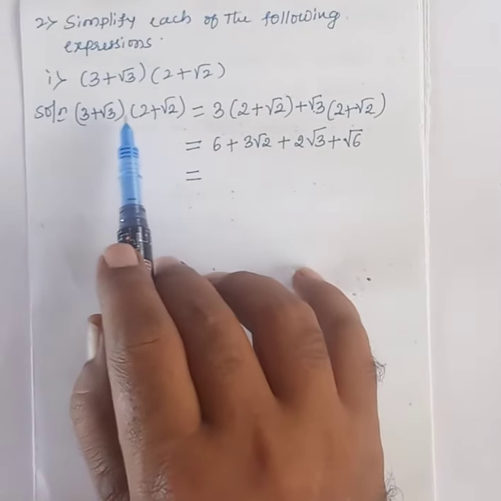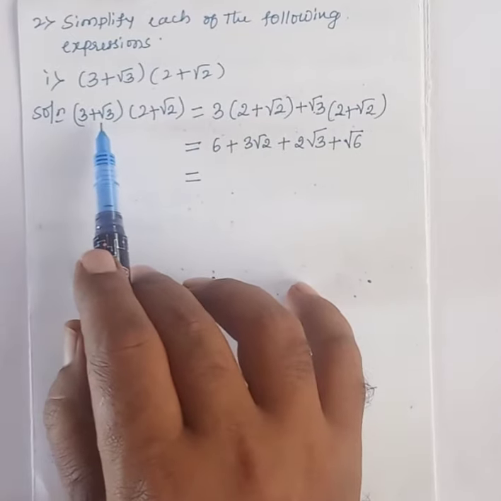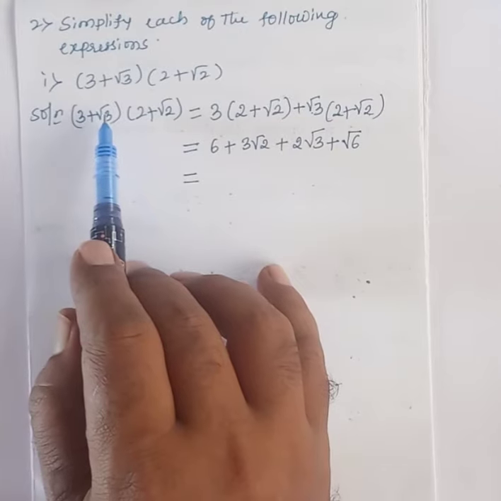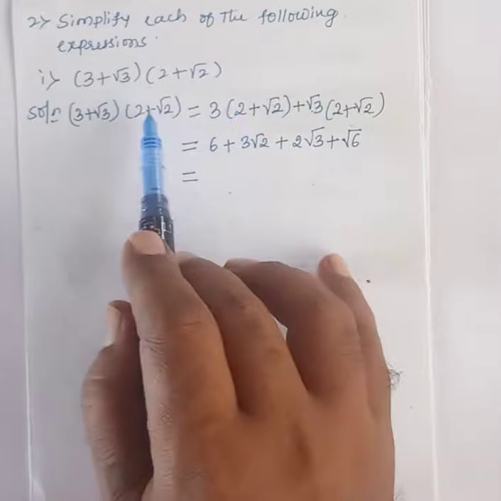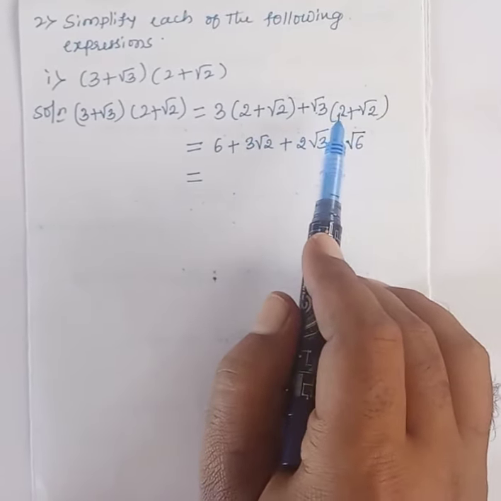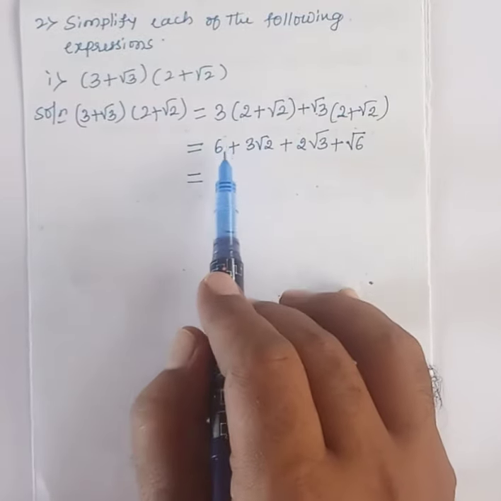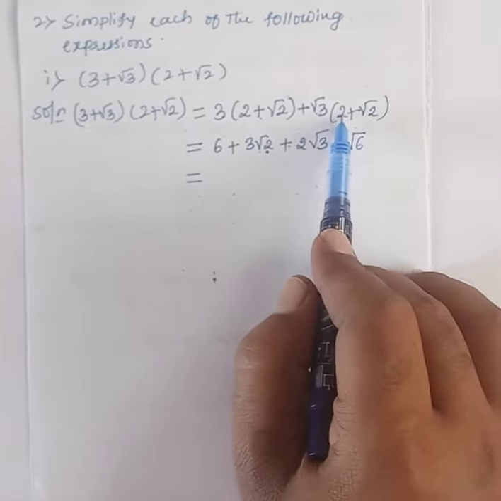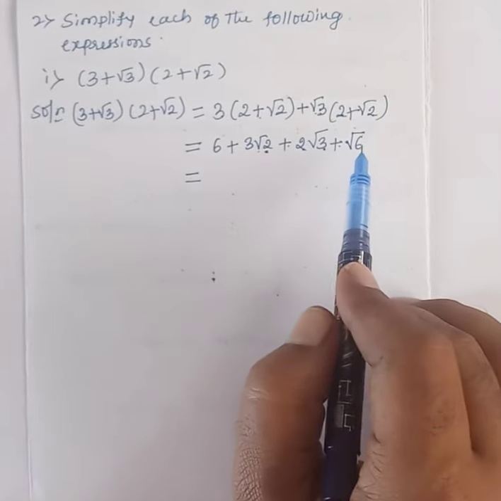3 plus root 3 into 2 plus root 2, that is equal to first term of the first expression and second expression is as it is. Next term, second term with the sign of the first expression, that is plus root 3 into second expression is as it is. Now you have to simplify this one by using the distributive property. So 3 into 2 is 6 plus 3 into root 2 is 3 root 2 plus 2 into root 3 is 2 root 3 plus root 2 into root 3 gives us root 6.